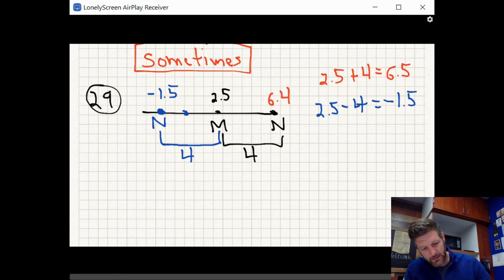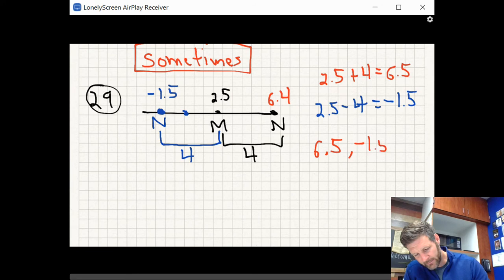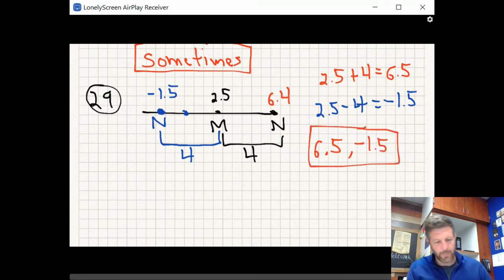So we'd want to say our possible coordinates are 6.5 or negative 1.5. Box it. Okay, so that's solving that one by looking at a number line.